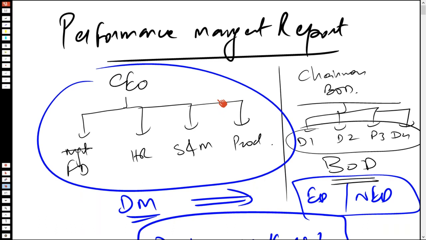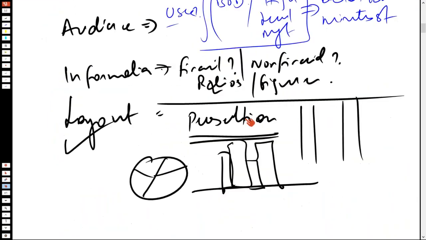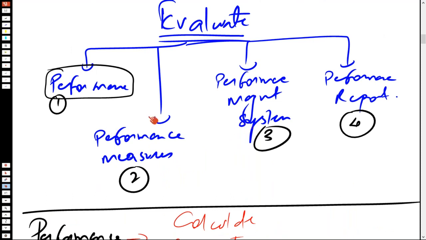Before that, I discussed the concept of the performance management report. I told you what exactly that concept is: a performance management report is the report which is made for the board of directors to make a decision. We moved a bit forward. We discussed that there are usually 4 different types of examination questions: evaluation of performance, evaluation of performance measure, evaluation of performance management system, and evaluation of performance report. All of these things were discussed.